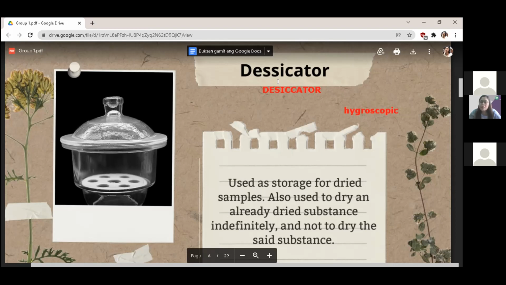So the reason for that is that sodium hydroxide is hygroscopic. It will absorb whatever moisture we have in the air. So if we want to keep it really dry, we can place it inside the desiccator with a silica gel or silica beads. Okay? That's the purpose of our desiccator.